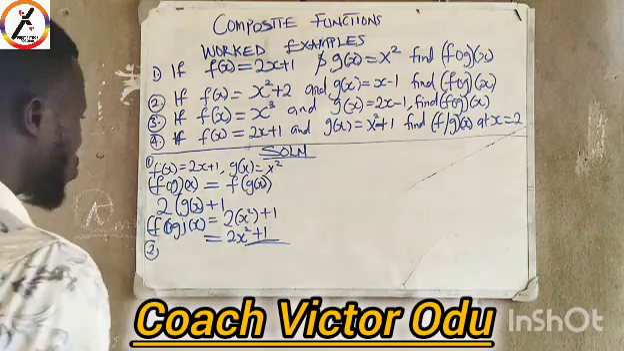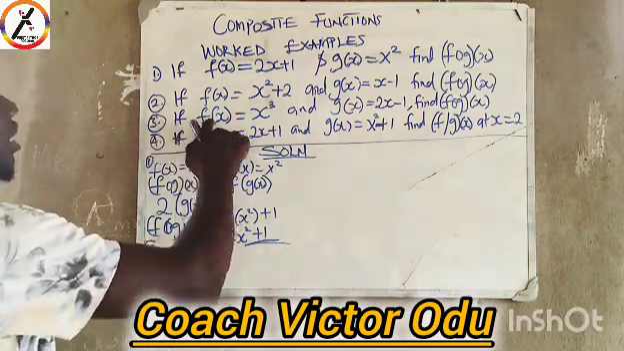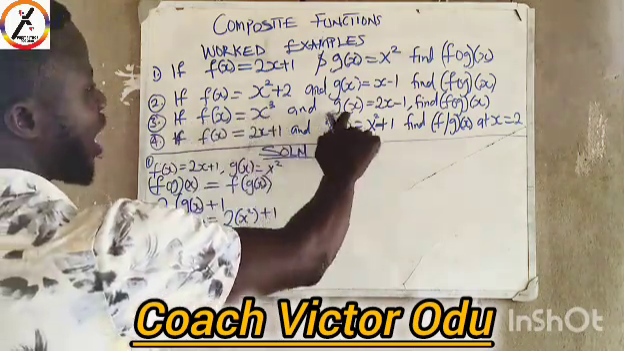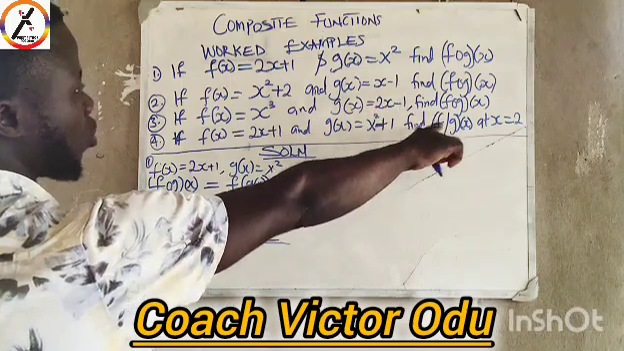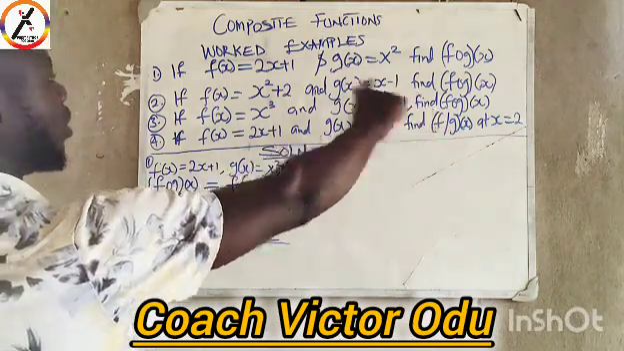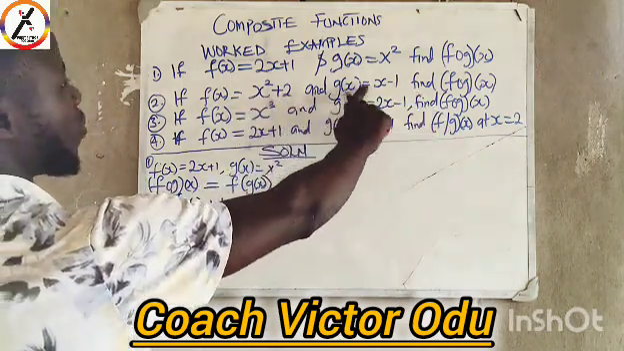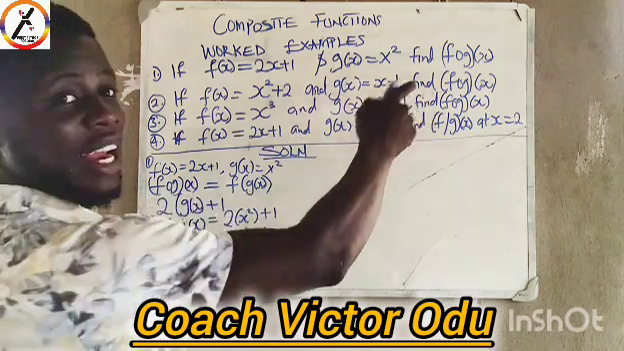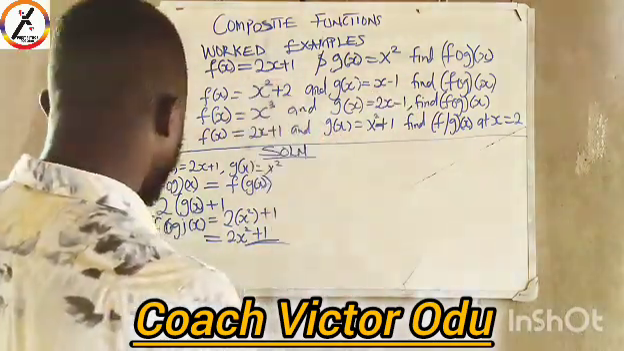Let's look at the second one. The second one says we are given f of x as x squared plus 2 and g of x as x minus 1. Find f of g of x.